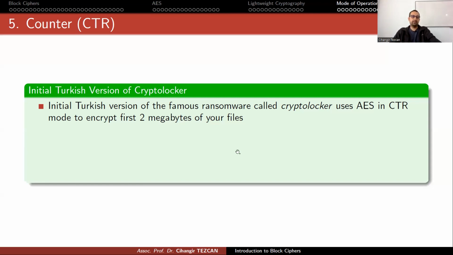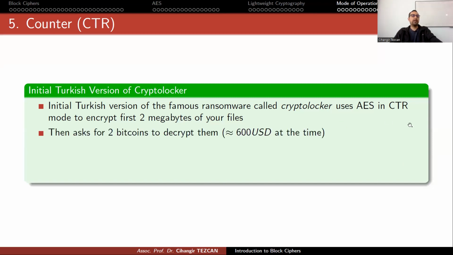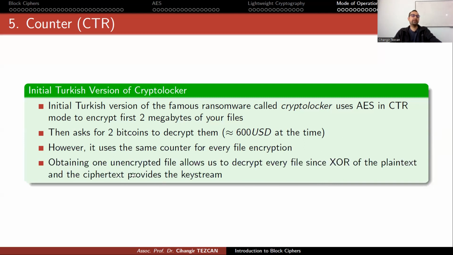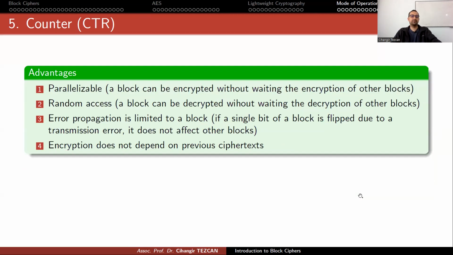The thing is that the initial Turkish version of the famous ransomware called CryptoLocker used AES in counter mode to encrypt the first 2 megabytes of your files. Then it asked for 2 Bitcoins to decrypt them. At that time, it was $600. So if you paid 2 Bitcoins there, probably now you lost more than $100,000. But anyway, the thing was that it used the same counter for every file encryption. Obtaining one unencrypted file allows us to decrypt every file, since the XOR of the plaintext and the ciphertext provides us the key stream, which is here.